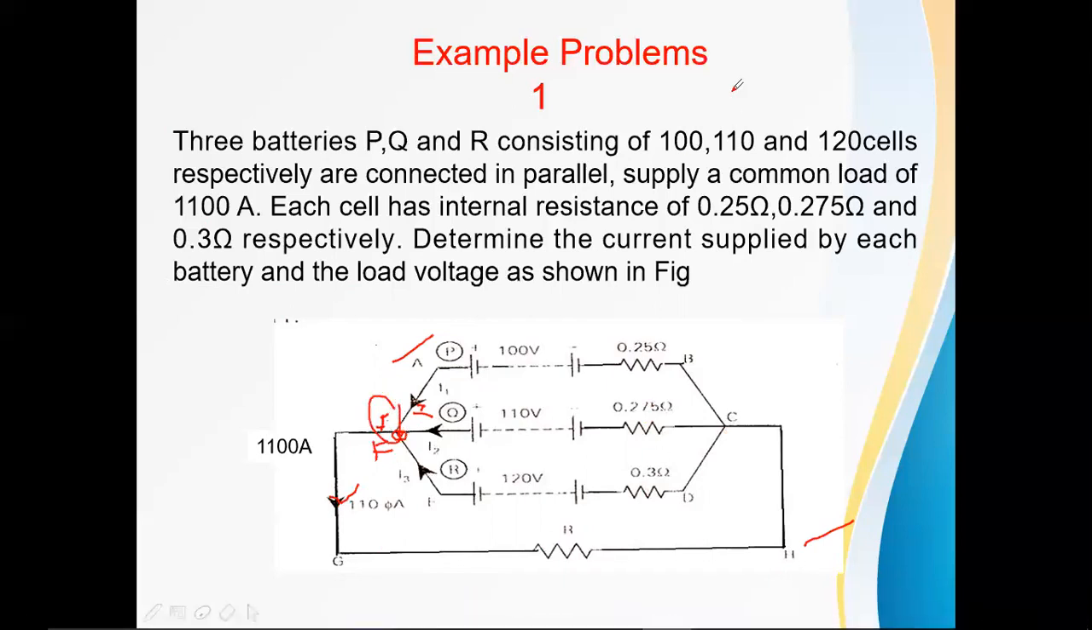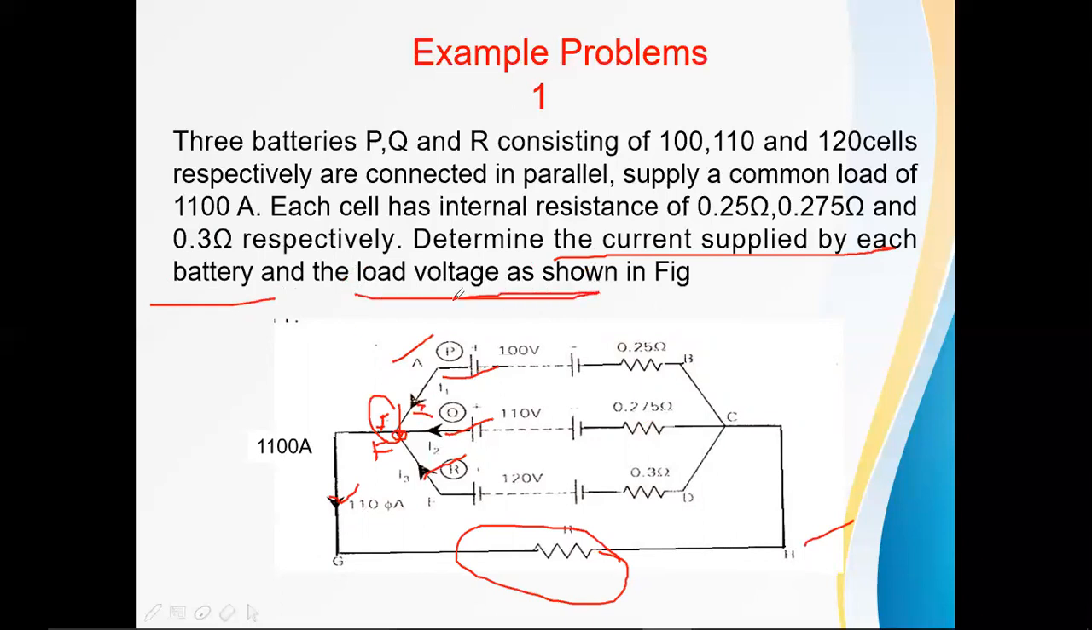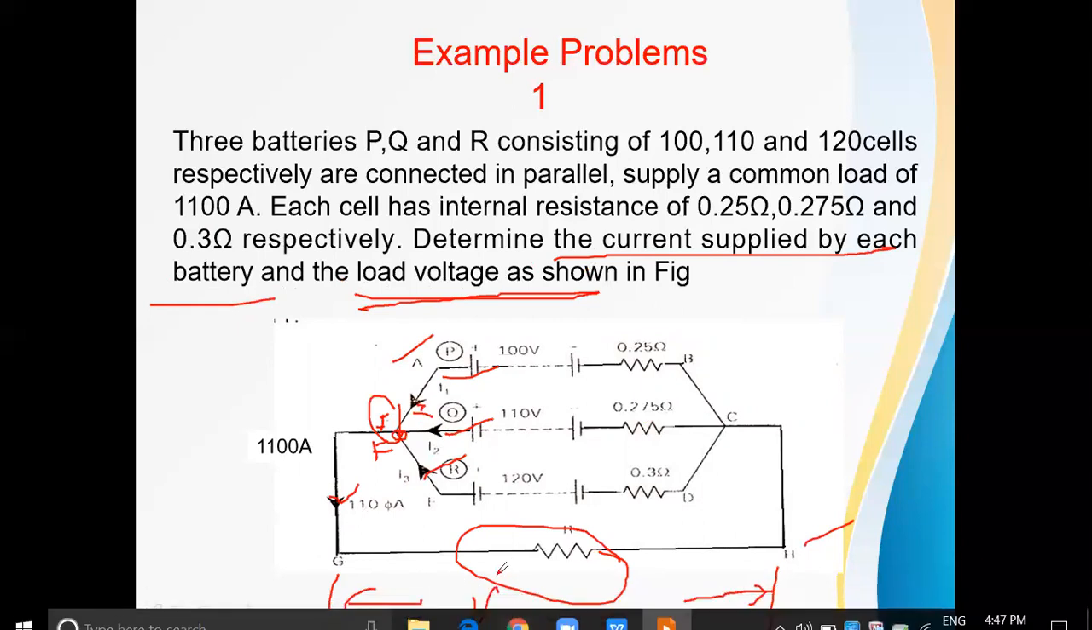So now what he wants to know: determine the current supplied by each battery. So he wants to know I1, I2, I3. He has given the total current drawn by this load, but he wants to know only the individual battery currents. Next, he also wants to know the load voltage. How much voltage is there across this load? I can name it VL.